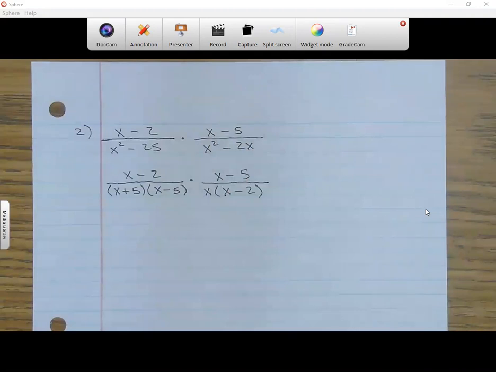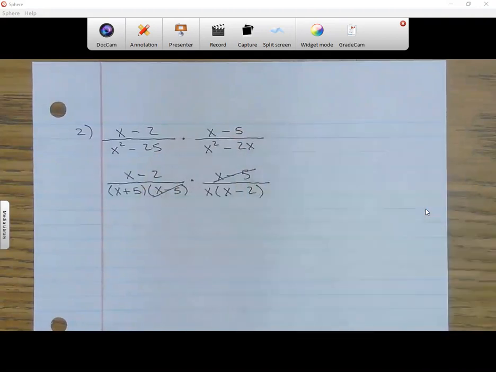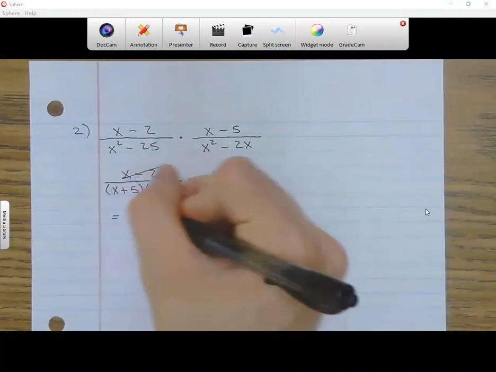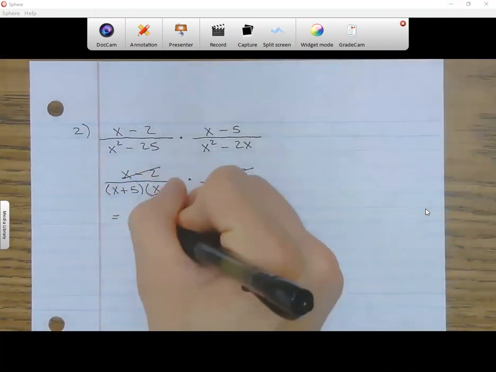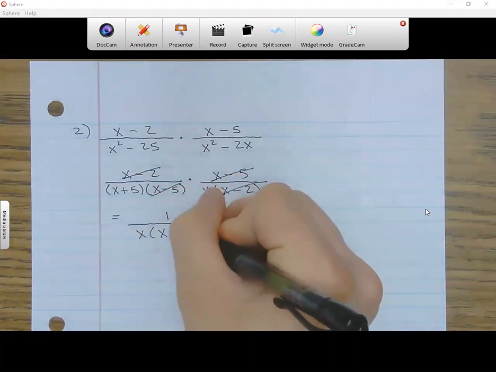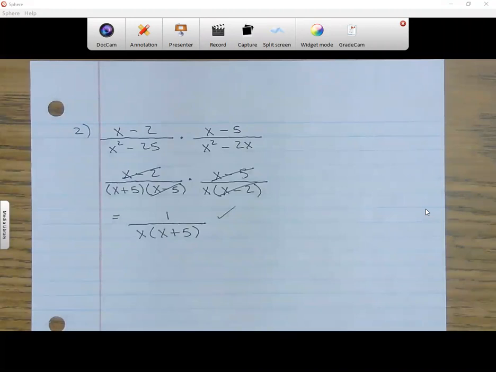Okay, so now what can I cancel out? That's the same on the top and bottom. The x minus 5s, so those are gone. I can also cross out the x minus 2s, so those are gone. So what am I left with at the top? Well, I don't have anything else on the top, right? So I'm going to put a placeholder 1. So my final answer is going to be 1 over what? X plus 5. There's nothing else I can do to this. Okay.